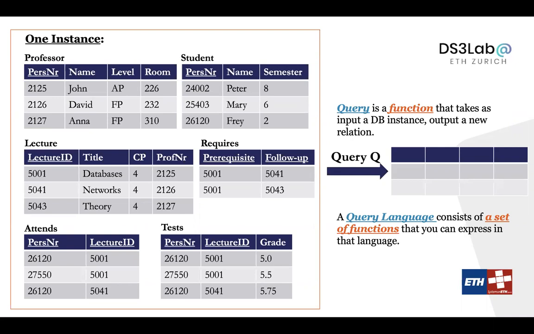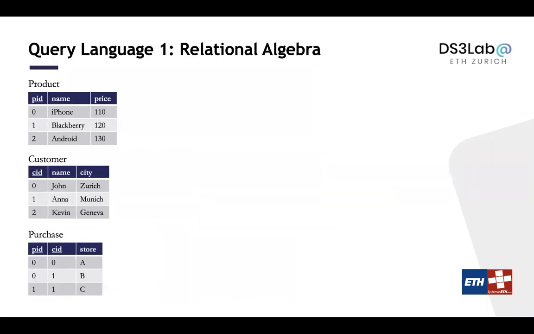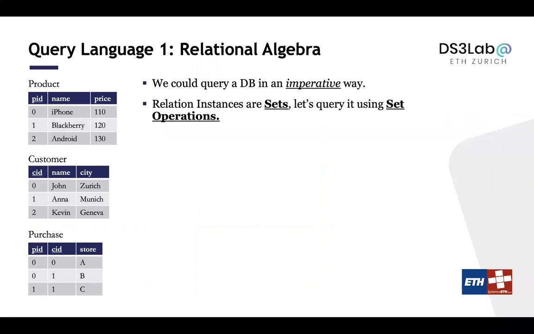And the query language is defined by the set of functions you can express in that language. Precisely, that's what a query language is. There are so many different ways you can query your data. The first way is by using relational algebra, which is an imperative way for you to query your data. The intuition is very clear: relation instances are sets, so let's query them using set operations. That's a very natural thing to do.